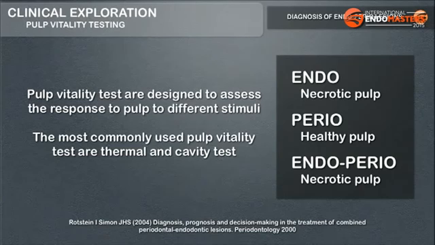In a primary endodontic lesion, the pulp without doubt and without exception is necrotic. Vitality tests are negative. In primary periodontal lesions, the pulp stays healthy, so the response to thermal, electric, and cavity test is within normal limits. The most commonly used pulp vitality tests are thermal test and cavity test. Cavity test, although highly reliable in determining the vitality of the pulp, should only be limited to cases where all other tests prove inconclusive and definitive diagnosis of the pulp condition could not be established.